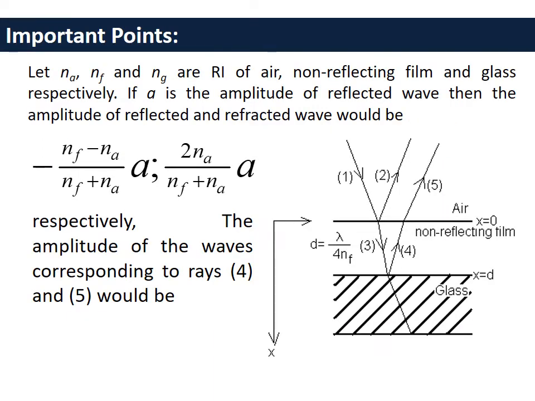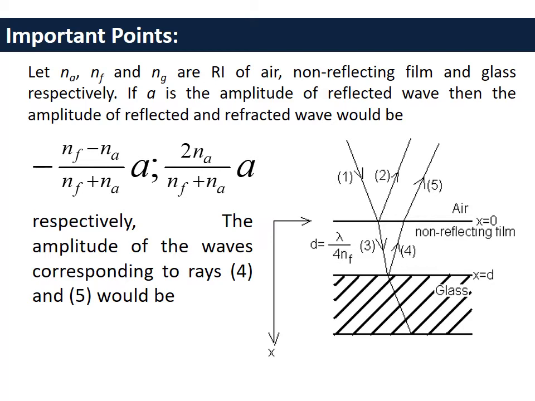Now, how to choose the anti-reflecting film that is to be coated on the surface? That is, what should be the refractive index of the non-reflecting film? For that, let's do some calculations here. Let na, nf and ng be the refractive indices of air, the non-reflecting film and the glass respectively. See the adjacent figure.